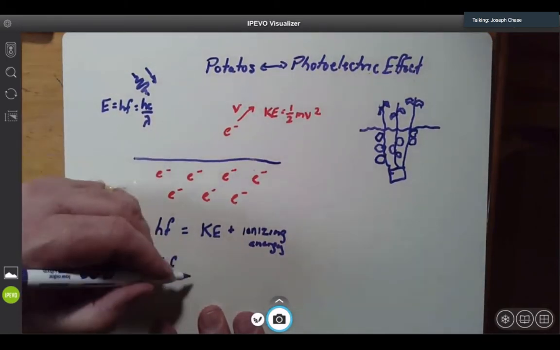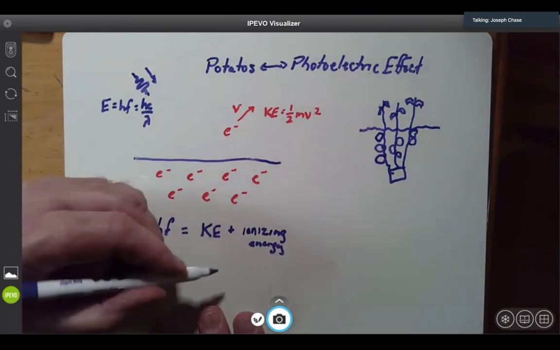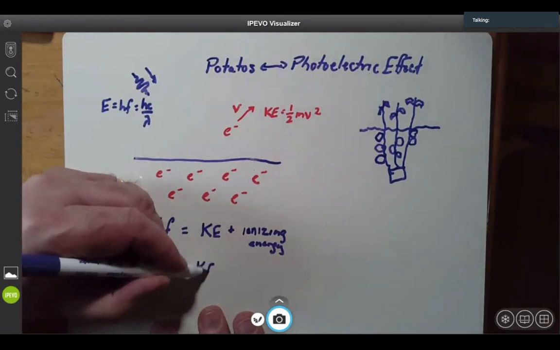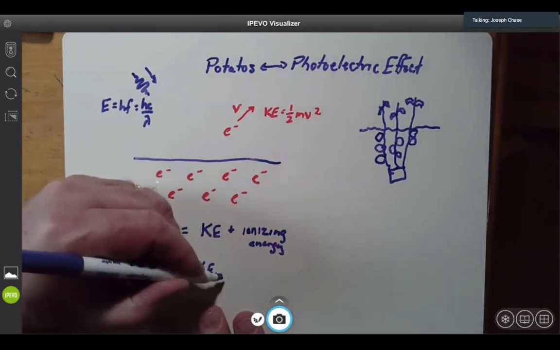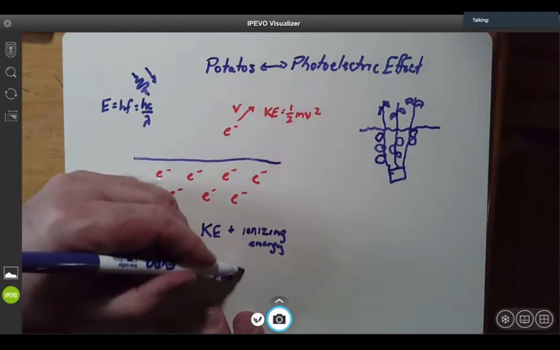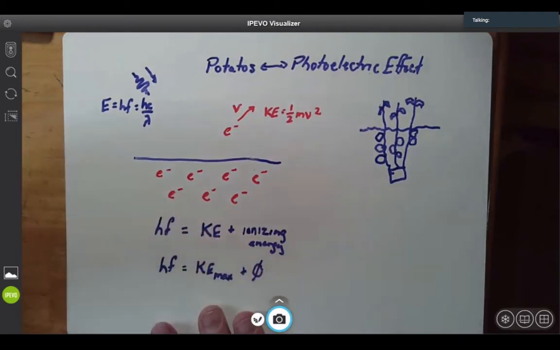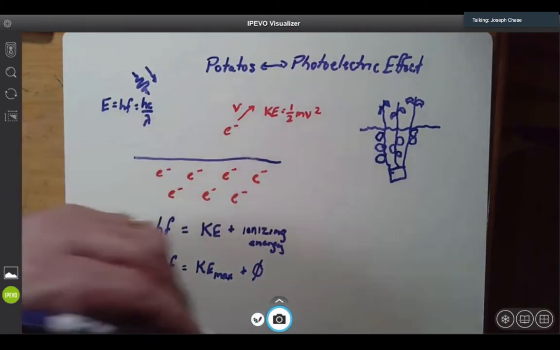hf equals KE max plus the Greek letter phi, which is the work function.